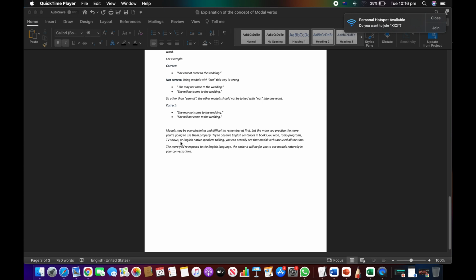Modals may be overwhelming and difficult to remember at first, but the more you practice, the more you're going to use them properly. Try to observe English sentences in books you read, radio programs, TV shows, or English native speakers talking. You can actually see that modal verbs are used all the time. The more you're exposed to the English language, the easier it will be for you to use modals naturally in your conversations. So that's all for today.